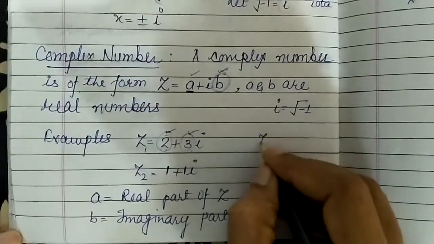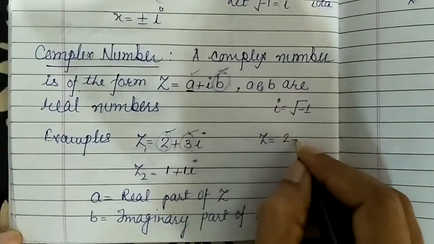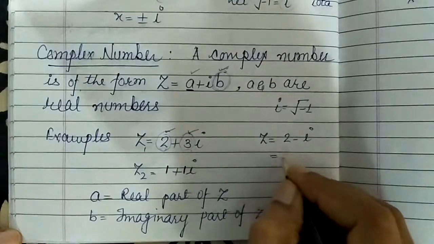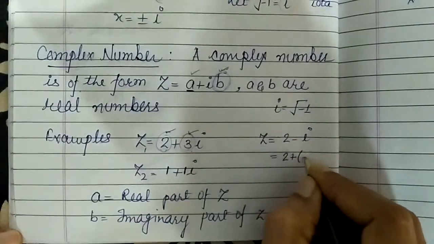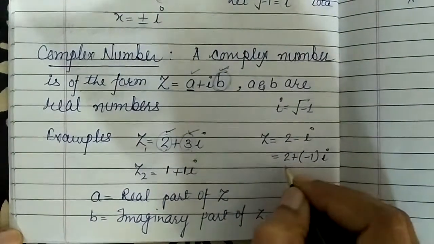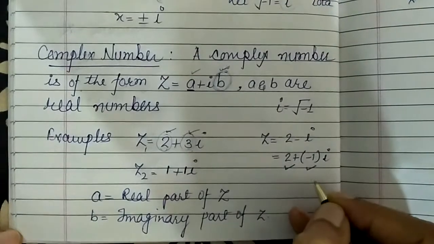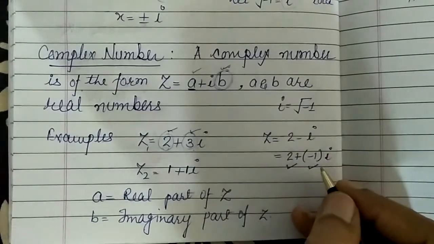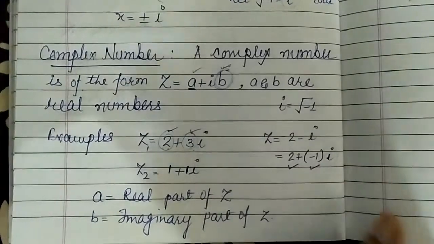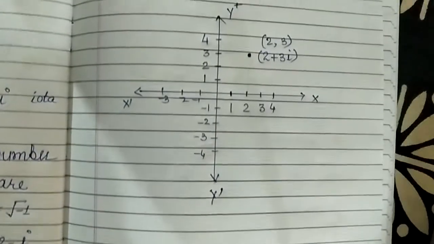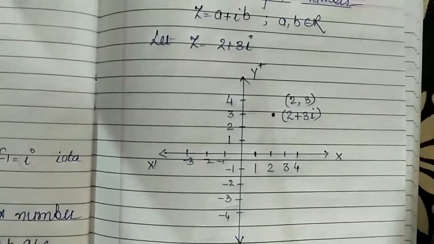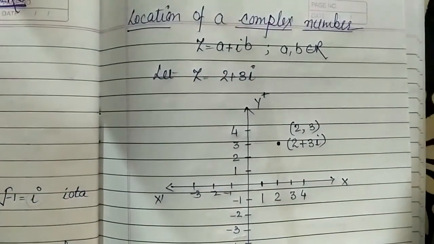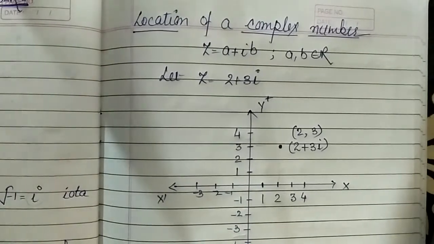If we have z is equal to 2 minus iota, we can write it as 2 plus minus 1 iota. Real part is 2, imaginary part is minus 1. While writing the imaginary part of z, don't write iota together with that number. Okay. Now the geometrical interpretation or location: how we can locate a complex number on the plane.